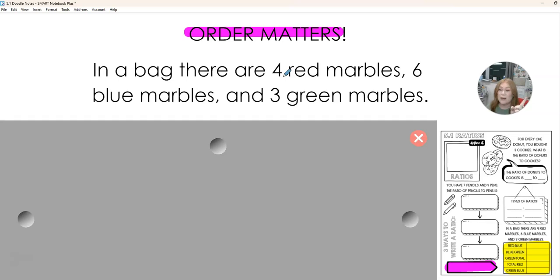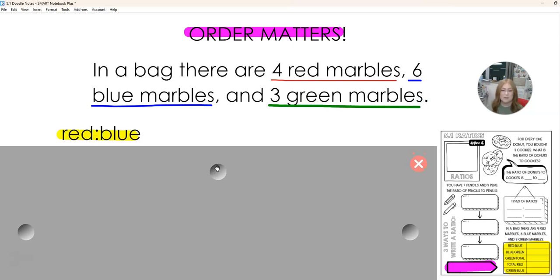So in a bag, we have 4 red marbles. So I'm going to get my red, and I'm going to underline my red ones, just so when I go back, I don't have to think as hard. I have 6 blue marbles and 3 green marbles. So we know what we have now. So we're going to answer some questions here.